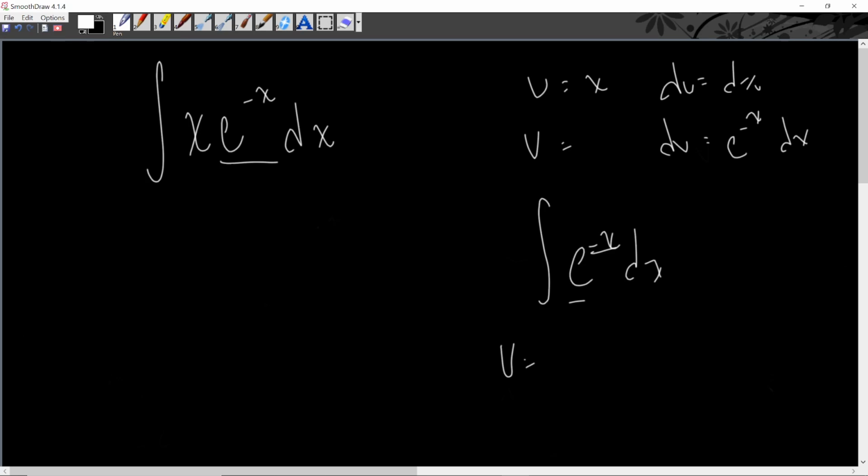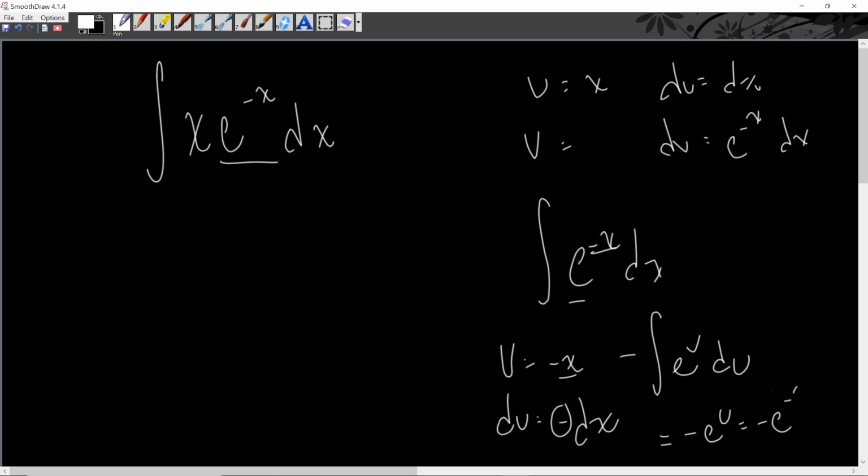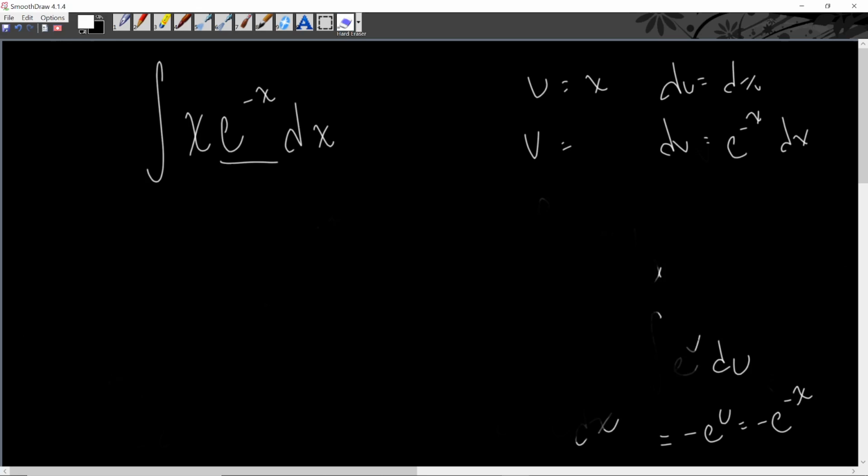So u equals negative x, which means that du is going to be negative dx. Again, derivative of x is going to be 1. So we can pull that negative out front, negative times e to the u, right? We already said that u is equal to negative x, so the integral of e to the u du is just going to be negative e to the u, or negative e to the negative x. Alright, perfect. Well, plus c.